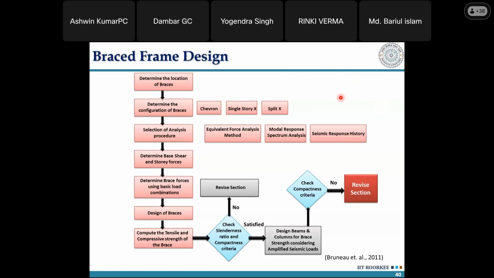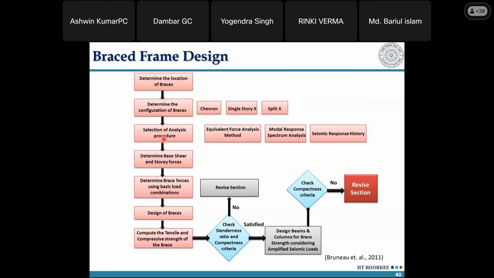So why this has been given here is because in a high seismic region, only a certain type of configuration is allowed. In case of a low seismic region, certain additional configurations are also allowed. So you have to be very careful. I have listed only the configurations related to high seismic region. Chevron or inverted V or V can be used. Single story X and split X are the only ones recommended for a high seismic region, right?